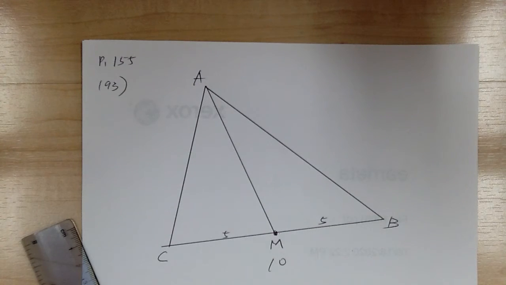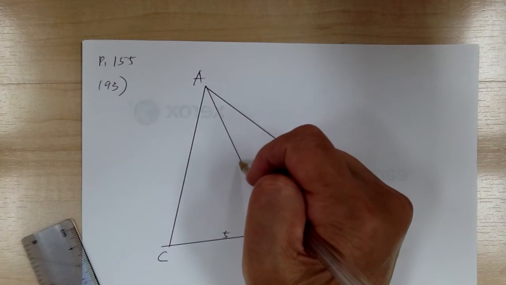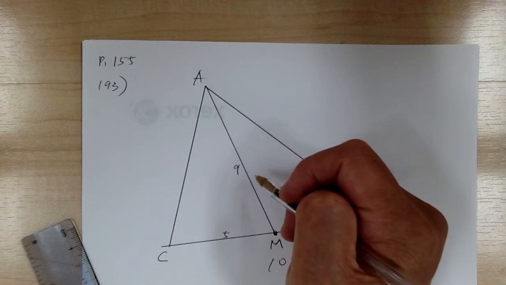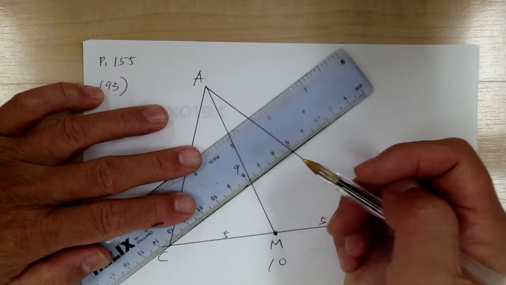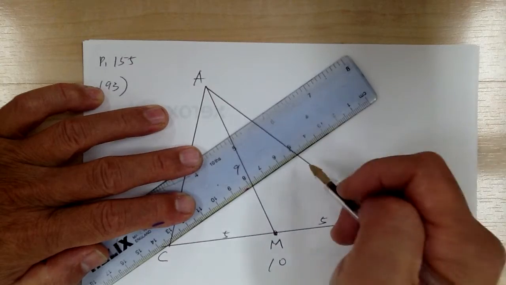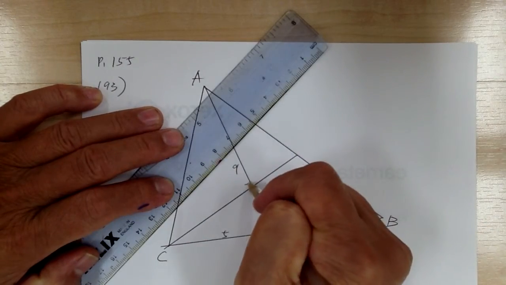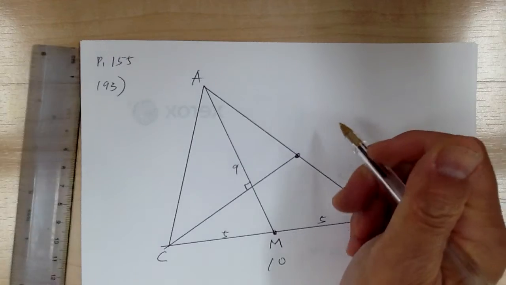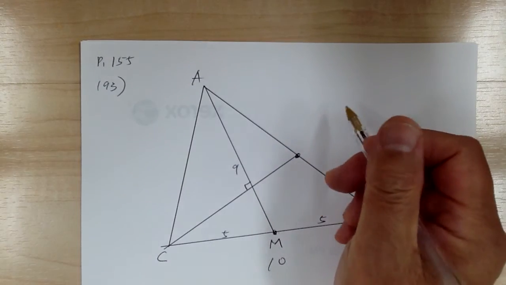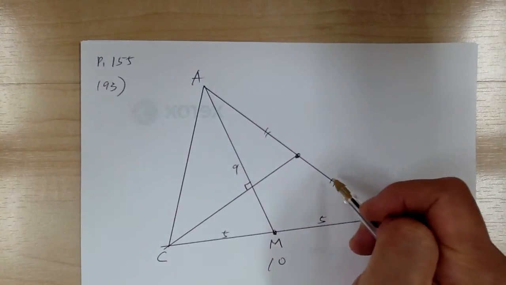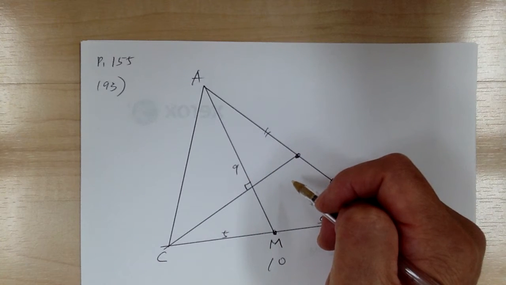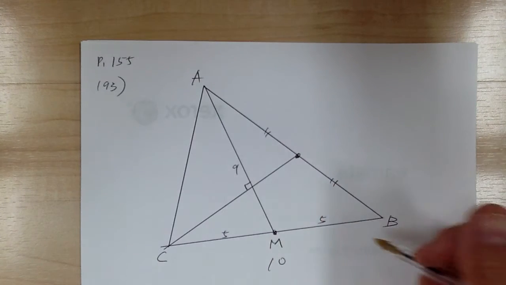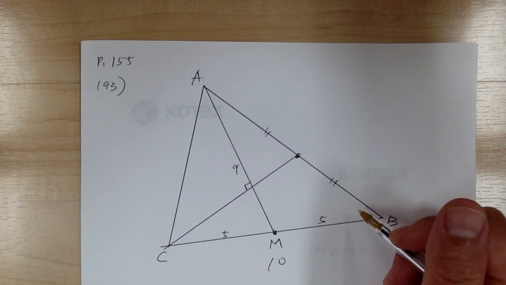So what else do we know? A median to a 10 centimeter side of the triangle has a length of 9 and is perpendicular to a second median of the triangle. So I'm going to call this perpendicular. And find the exact value in centimeters of the length of the third median. So what would be the length of the third median?